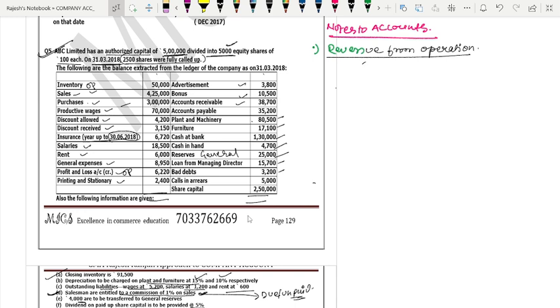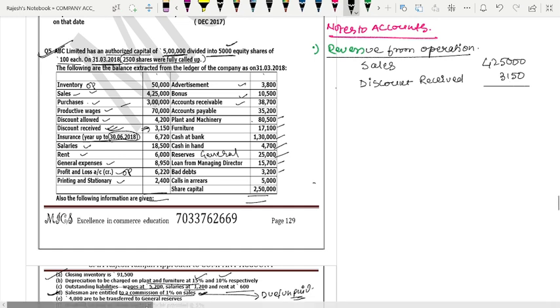No. Sales 4,25,000, and there is also discount received, 3,150. No sales return is given. This will come 428,150.